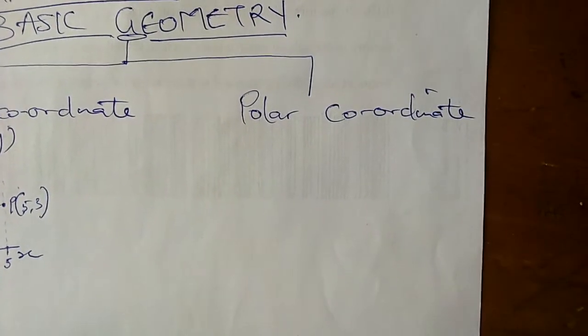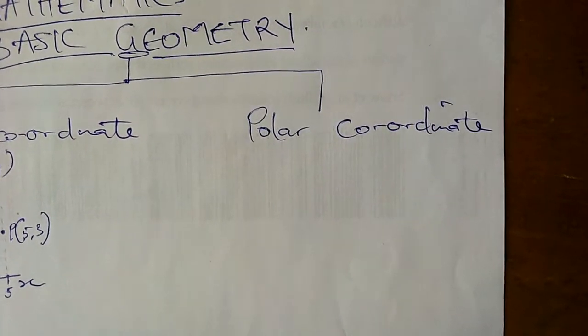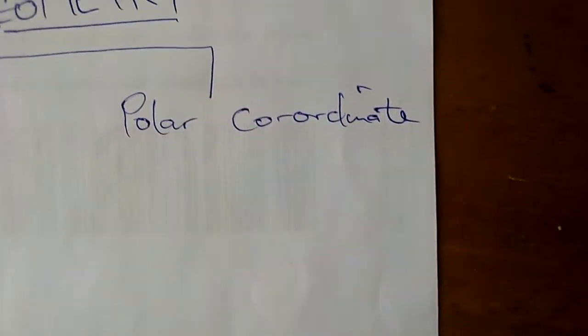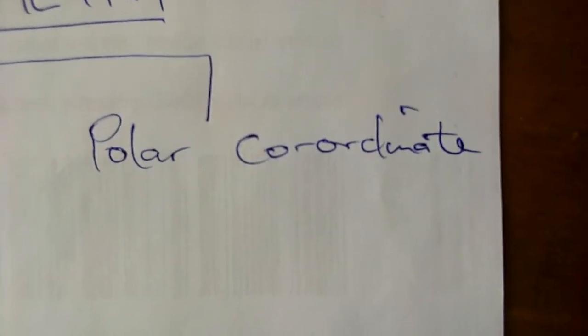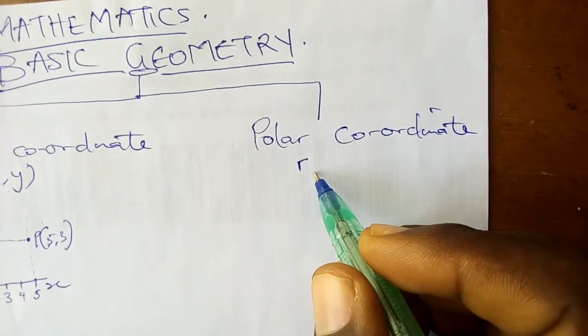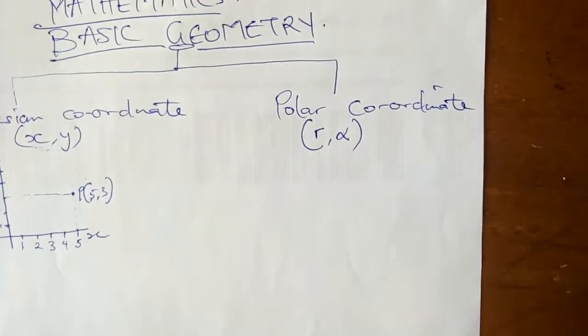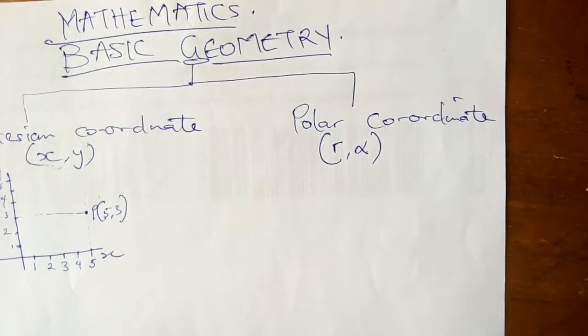When we talk about polar coordinate, that means we deal with angles. We set a location of an object or a point with angles. When we say angles, what do we mean? Something like this, and we have the relation, which is the r, and then we have the angle. You can use alpha, beta, or any symbol to denote your angle.